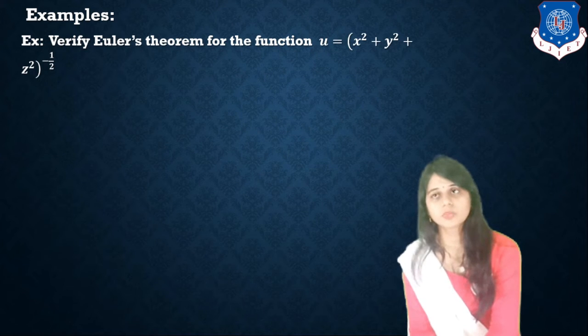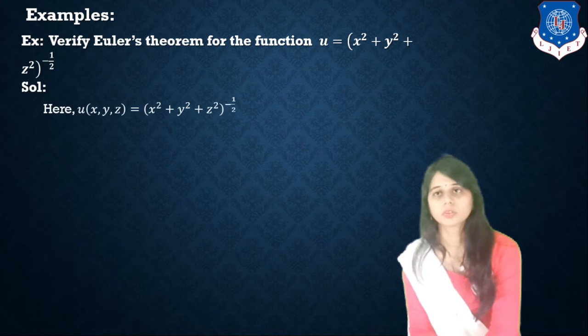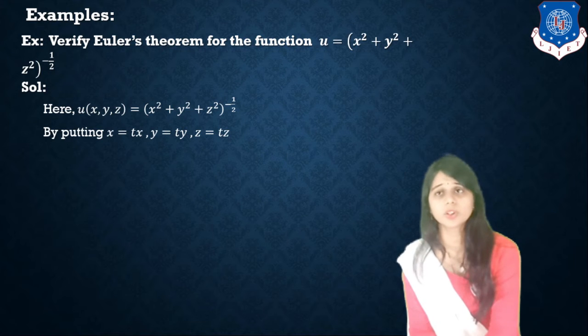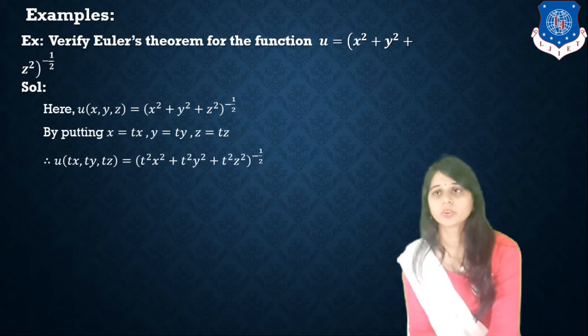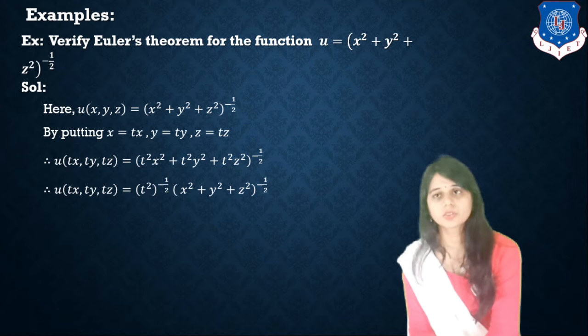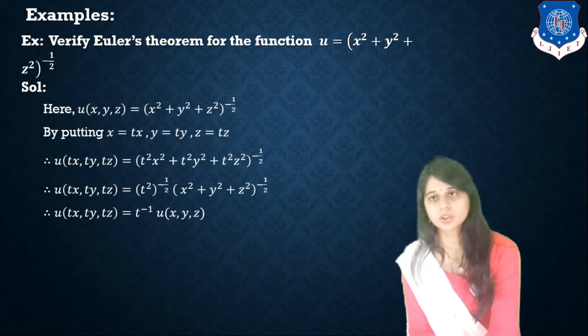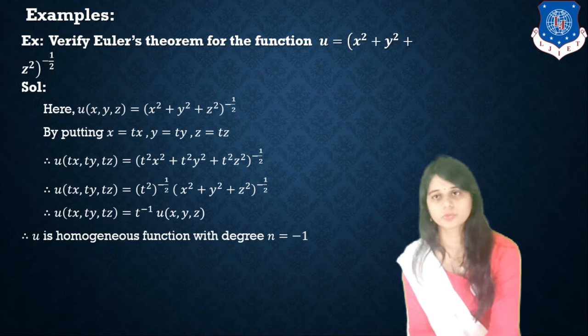Verify Euler's theorem for the function u equal to x square plus y square plus z square raised to minus 1 by 2. Here u is a function of x, y, z: x square plus y square plus z square raised to minus 1 by 2. Putting x equal to tx, y equal to ty and z equal to tz, we get t square minus 1 by 2 x square plus y square plus z square raised to minus 1 by 2, so t raised to minus 1 u of x, y, z. So this function is homogeneous with degree minus 1.